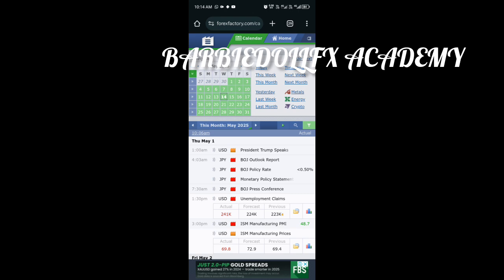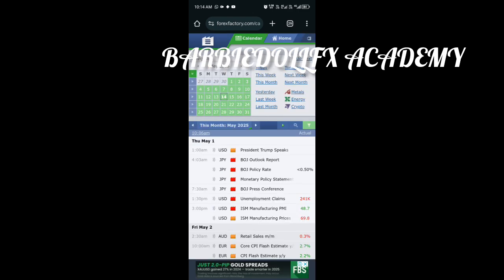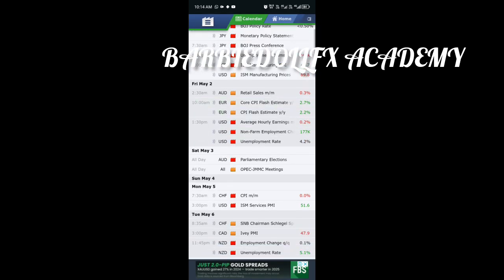You go to your link and see if you can be able to set it. Remember how I set it? You tap this place, you see all this calendar filter. You now remove all these ones and apply filter. And once you apply filter, it will bring you back to this place, and that's all. That's it.